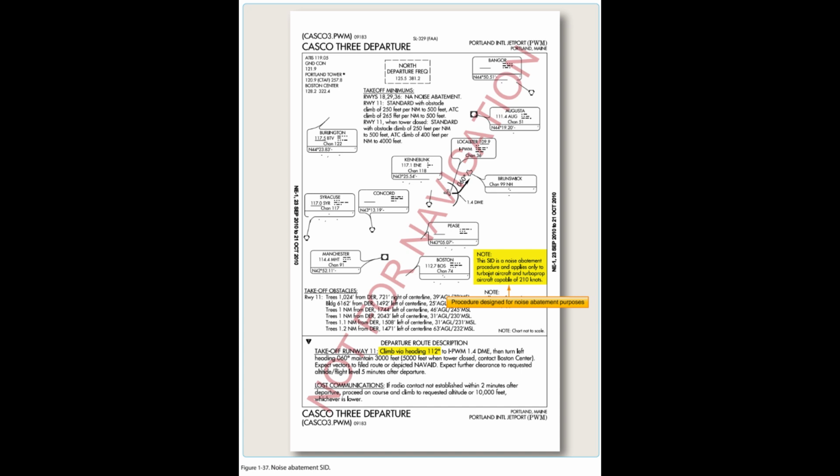Procedural notes. An important consideration to make during your flight planning is whether or not you are able to fly your chosen departure procedure as charted.